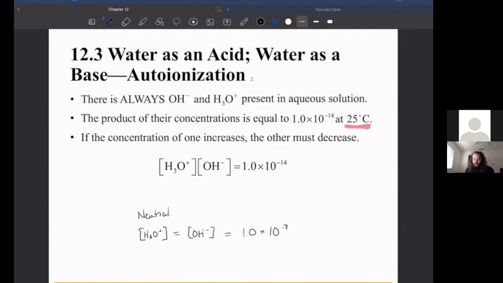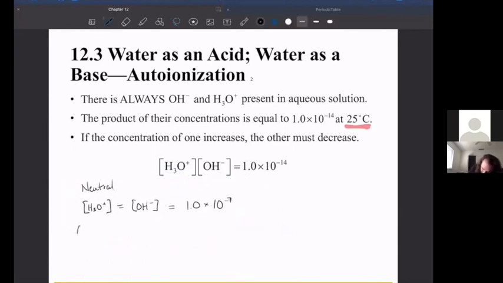It would be considered acidic if it had a greater concentration of hydronium ions. So acidic, let's actually put that down. Acidic means that the hydronium ion concentration is greater than that 1 times 10. I'm not even going to write the 1. It's kind of pointless. Hydronium ion concentration is greater than 1 times 10 to the negative 7, meaning that the hydroxide ion concentration is less than 1 times 10 to the negative 7.